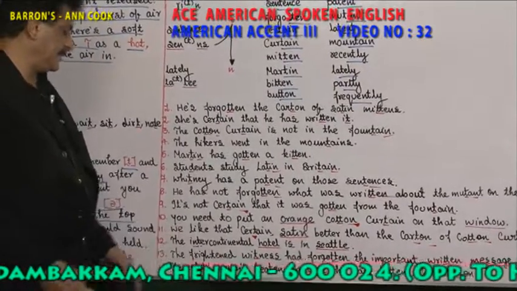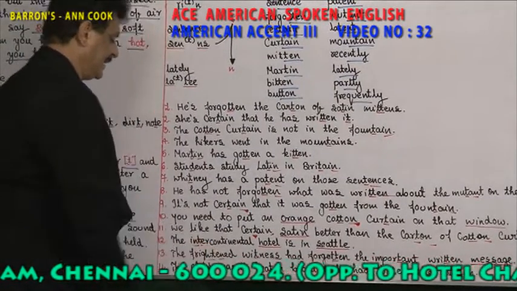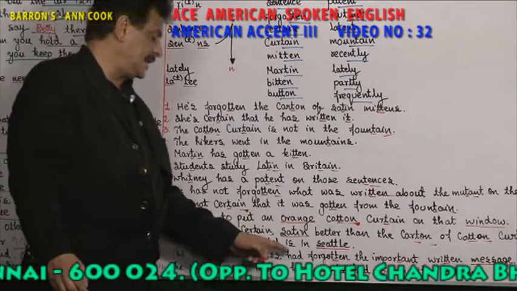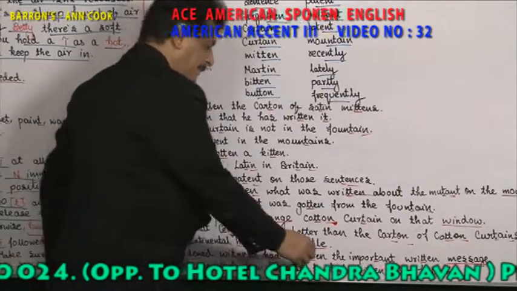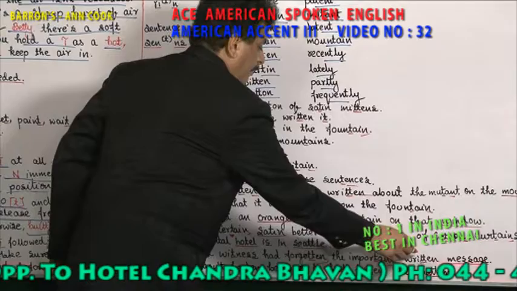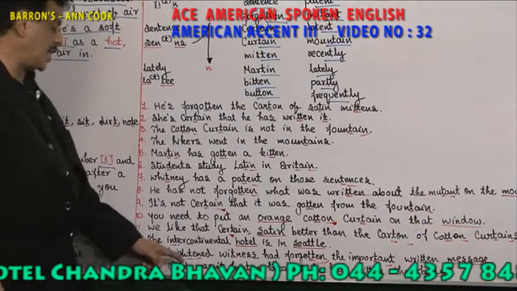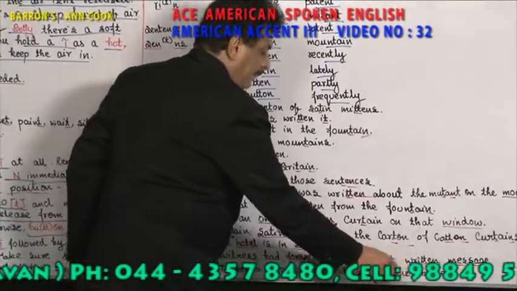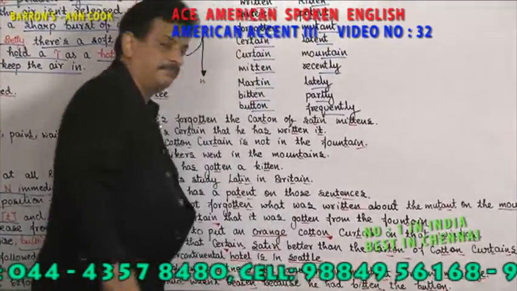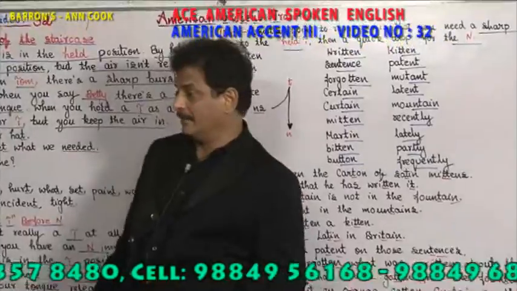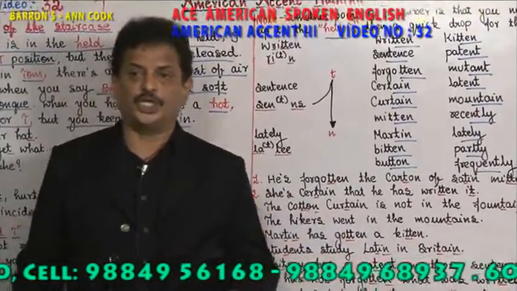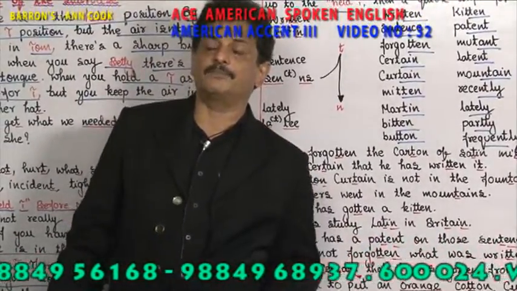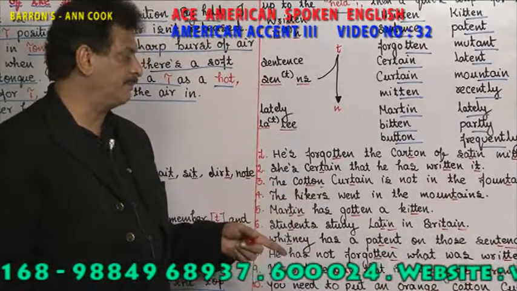The frightened witnesses had forgotten the important written message. The child wasn't beaten because he had bitten the button. Button, you don't say "but-ton". So immediately after T, if certain letters are there, then N comes. So straight away from T you are jumping to N.